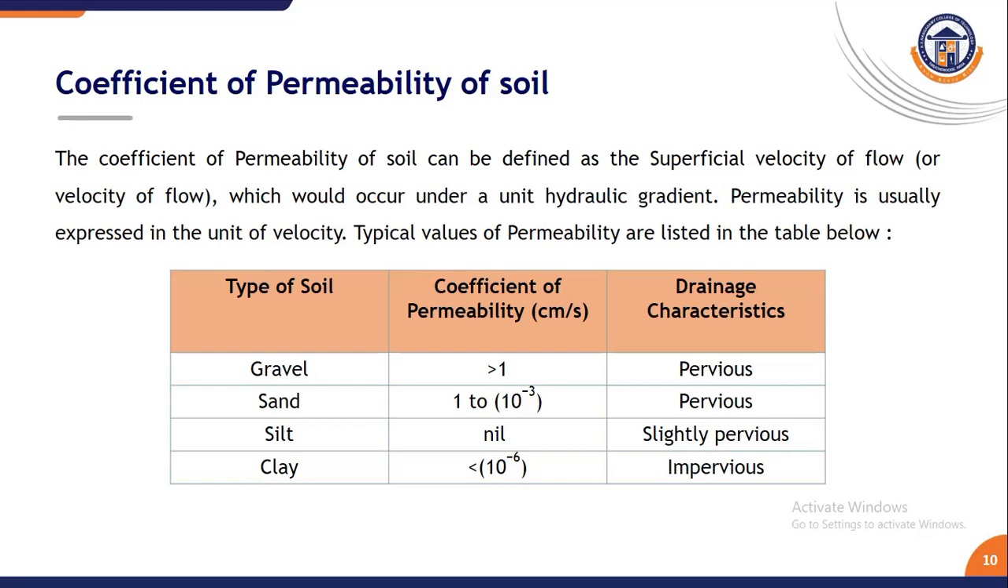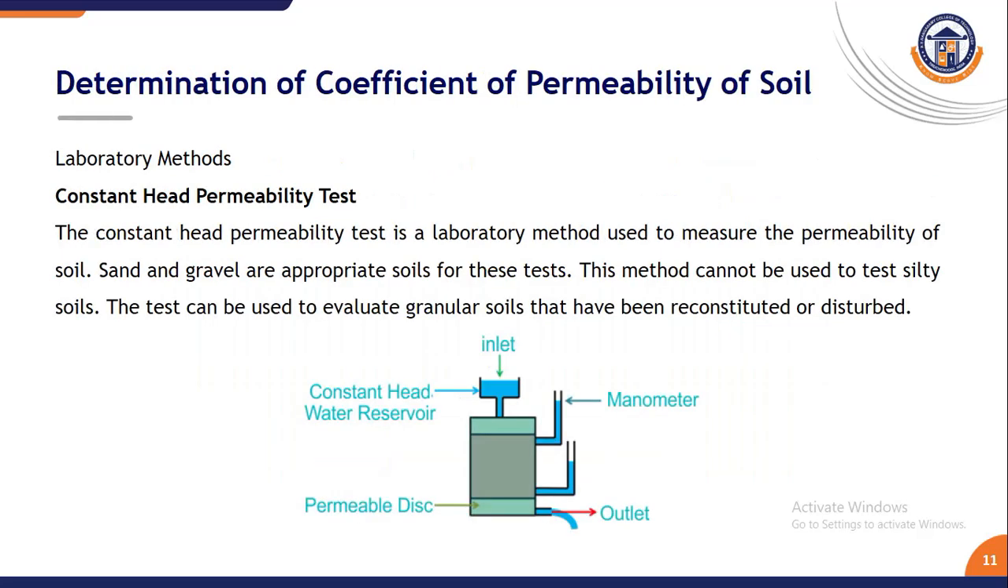The coefficient of permeability values: gravel is greater than 1 centimeter per second, and sand is 1 to 10 power minus 3 centimeter per second. Silt has no specific coefficient of permeability value, and clay has a coefficient of permeability value of less than 10 power minus 6. Here, determination of coefficient of permeability of soil.